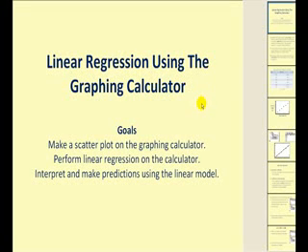Welcome to a lesson on linear regression using the graphing calculator. The goals of this video are to make a scatter plot on the graphing calculator, perform linear regression on the graphing calculator, and also to interpret and make predictions using the linear model.